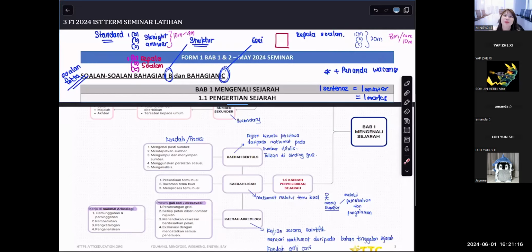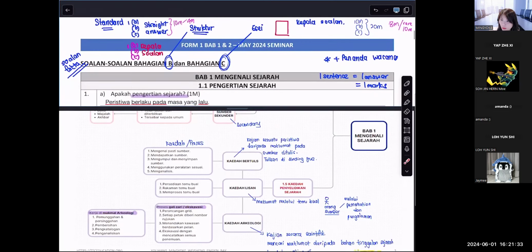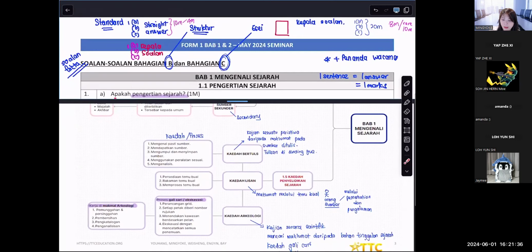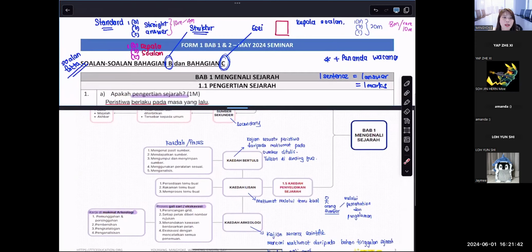Now, for structured questions, honestly speaking, when you answer your structured question, by right the standard way of answering it, you can just answer straight. Straight answer, for example, guys, look: apakah pengertian sejarah? Then I can answer straight, peristiwa berlaku pada masa yang lalu. I can answer straight. But nowadays, a lot of school teachers say that, not school teacher, sorry, even within a school, different class teachers have different points of view.